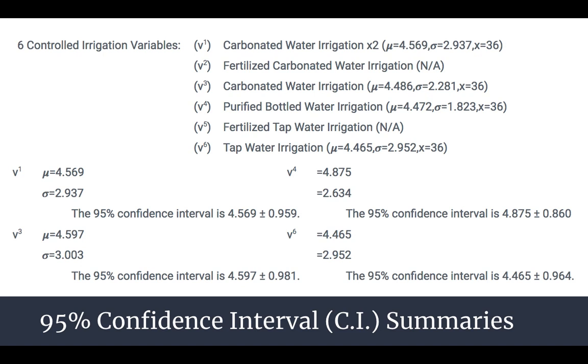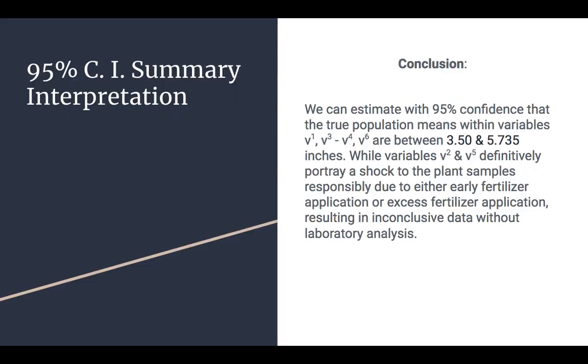Next, we have the calculated 95% confidence intervals for the applicable sample groups. And thus we can estimate with 95% confidence that the true population means with the applicable sample groups is between 3.5 and 7.5 inches. The irrigation variables 2 and 5 are inconclusively chalked to either early or excess fertilization.